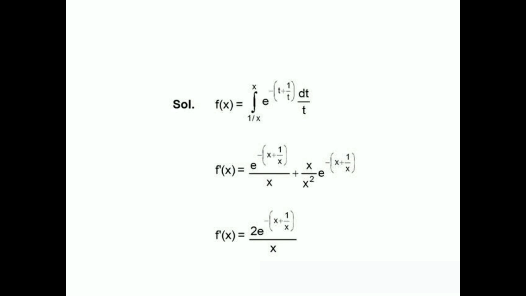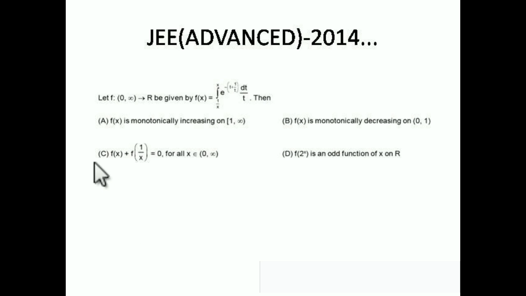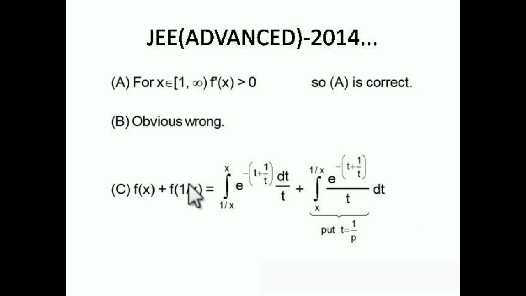Now again, in option C they say that f of x plus f of 1 by x is equal to 0. So we have to add f of x plus f of 1 by x. So let's do that. f of x plus f of 1 by x, that means integral from 1 to x of e raised to minus t plus 1 by t, dt upon t, plus integral from x to 1 by x, because here if we put 1 by x, then 1 upon 1 by x is x. Here it becomes 1 by x to x, e raised to minus t plus 1 by t upon t dt.